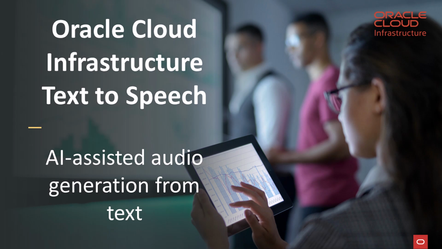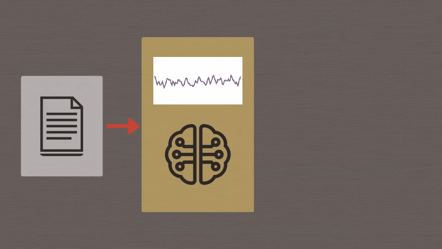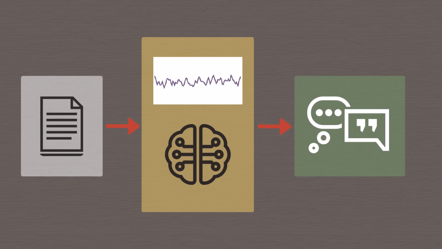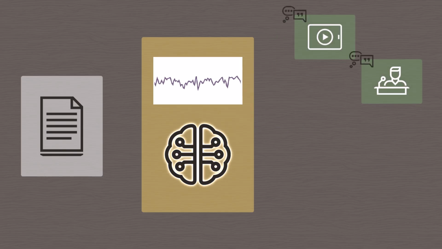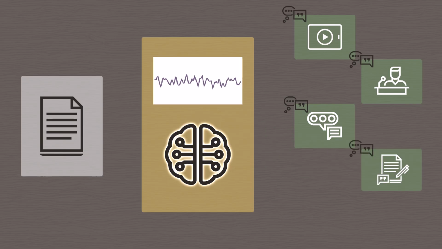Welcome to this video on using the Oracle Cloud Infrastructure Text-to-Speech service to generate spoken audio from text. The text-to-speech service produces AI-generated high-quality audio narration from provided text, reproducing naturally sounding and accurately pronounced narration. The service is ideal for generating narration for videos and presentations, virtual assistants and chatbots, adding audio to applications and documents for accessibility, and interactive voice response systems.